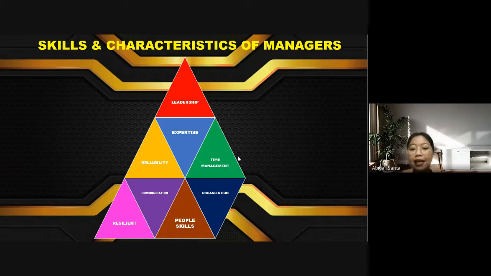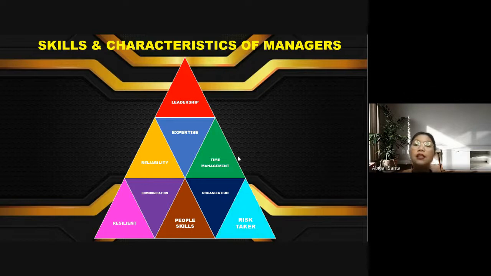Dapat organize ka. I-delegate mo yung responsibilities and tasks ng members mo clearly. Alam dapat nila yung mechanics, yung instructions. Bibigyan mo sila ng malinaw na instructions para mas ma-execute nila yung task na pinapagawa mo sa kanila. Hindi pwedeng ibibigay mo na lang sa kanya bigla nang hindi mo pinapaliwanag ng tama.